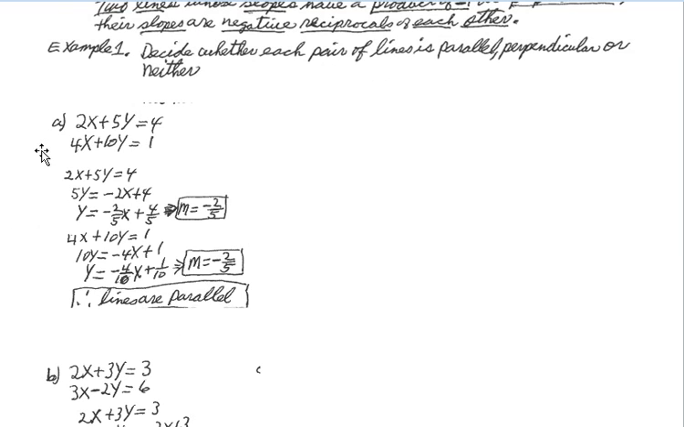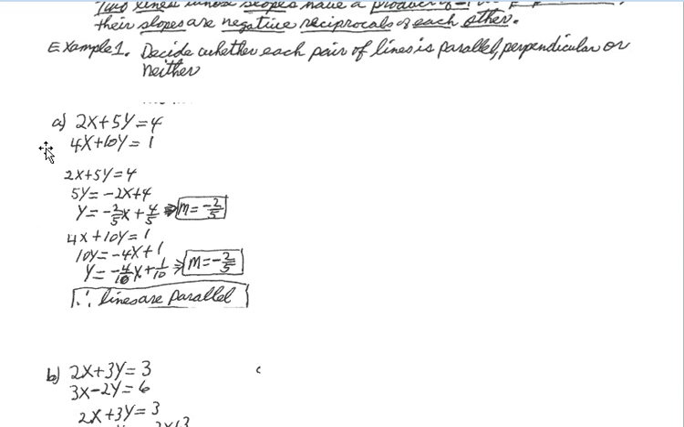The pair of lines indicated in Part A are determined by the two equations 2x plus 5y equals 4 and 4x plus 10y equals 1. To answer this question, what we really need to do is to solve for y in each of these two equations so that we can determine the value of their slopes. When we determine the value of the slopes, we can then answer the question as to whether these lines are parallel, perpendicular, or neither. So, let's take each equation and solve for y.